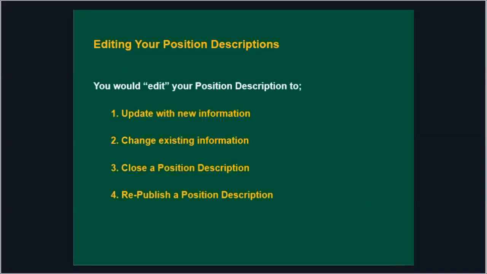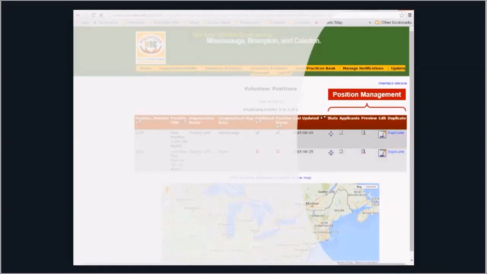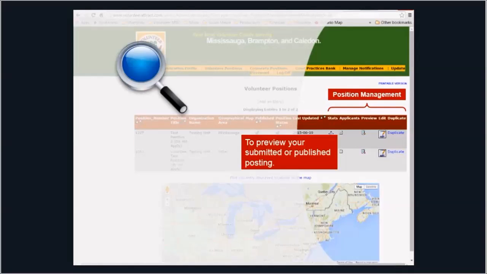Next, let's explore the postings information manipulation function. You would edit your position descriptions to 1. Update the new information, 2. To change existing information, 3. To close a position description, and 4. To republish a closed position description. Even though there is no editing that can be done through the preview function, it helps to review your submitted or published position description to check for any changes or updates.